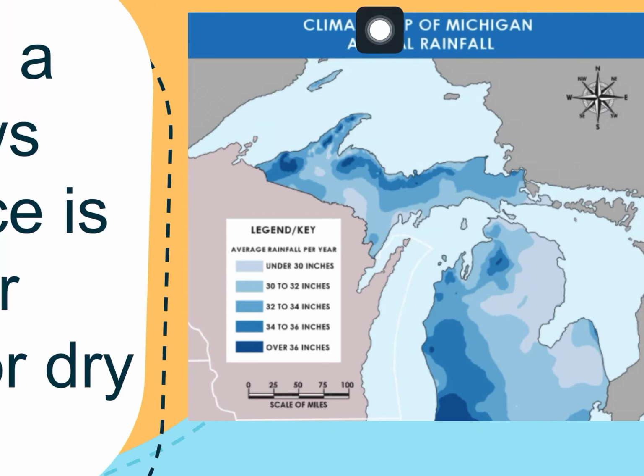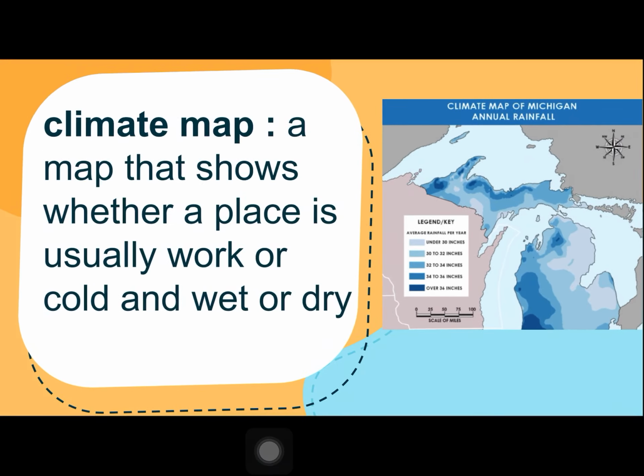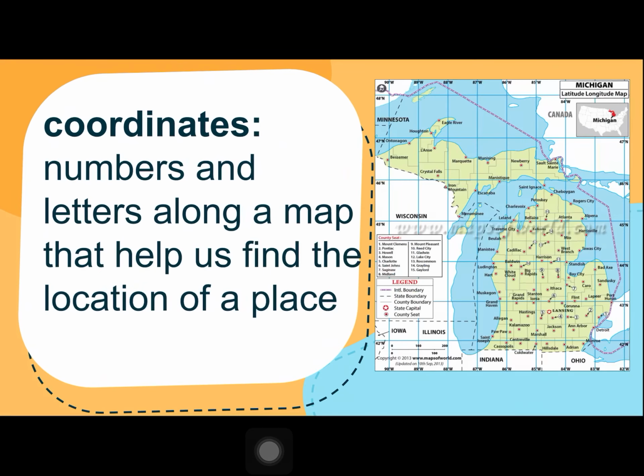So if we look at this map here, we also want to take a look at our title to see what this is showing us. This is a climate map of Michigan's annual rainfall. So annual means yearly. So every year, this is about how much rainfall Michigan will get. And again, we want to look at our key here, and we can see it's going to tell us in inches about how much rainfall we get per year. The darker places on the map are going to be the places that have more rainfall.